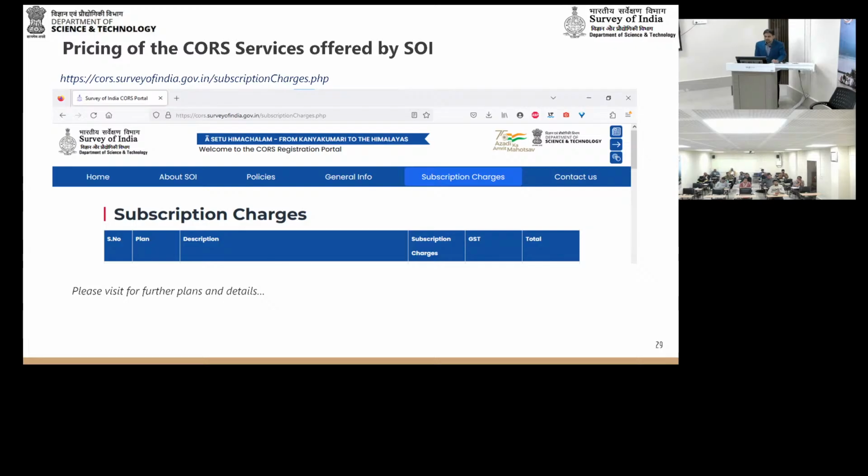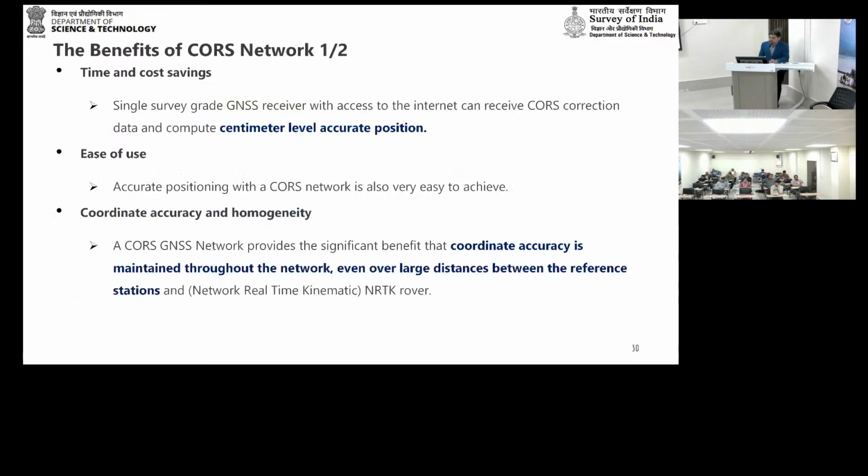This is the CORS portal. You can log in to it and see the pricing pattern of all the services that we have discussed in the last slides. By clicking on charges, we get to know all the charges for the different types of services for using the CORS network.